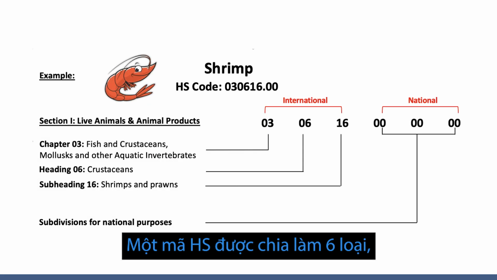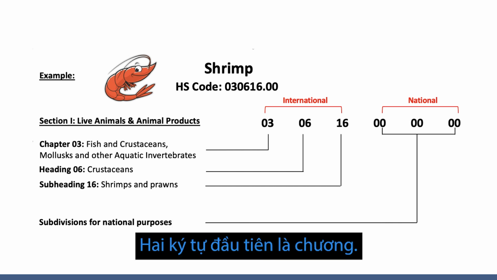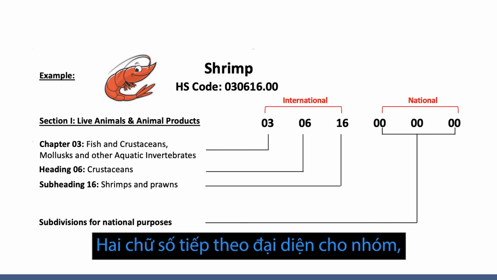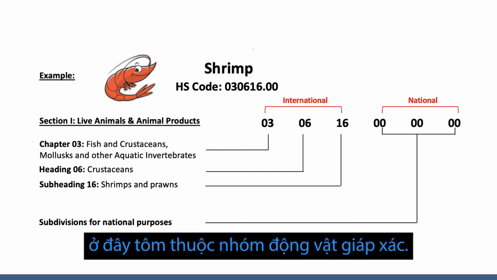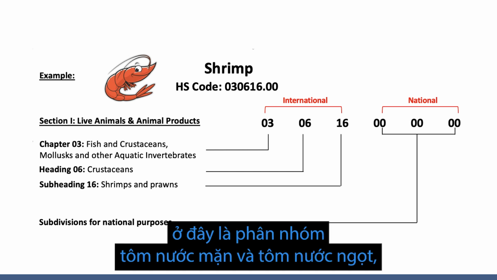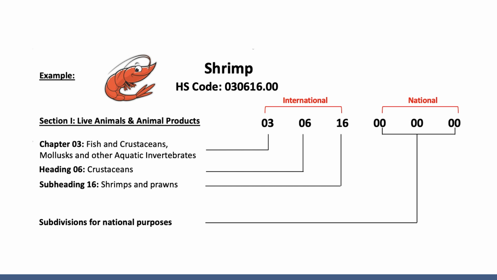Here is an example of how to read an HS code. An HS code is broken into 6 categories, 3 of which are recognized internationally. The first pair of digits are for the chapter, so in this example, it's fish and crustaceans. The second pair of digits are for the heading, so here the heading would be crustaceans. The third pair are for the subheading, so here, shrimps and prawns. And then the last 3 pairs of digits are subdivisions that can vary nationally.